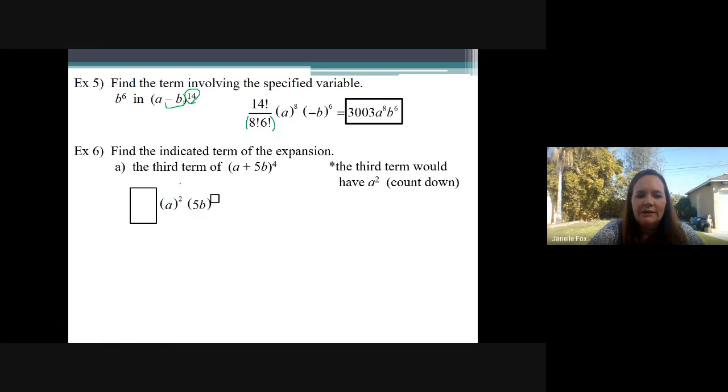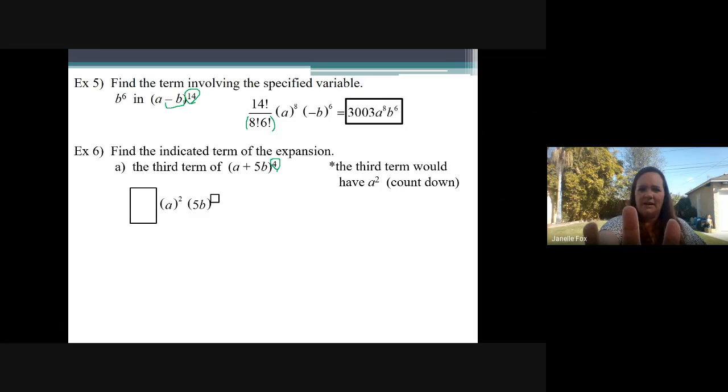Okay, so we're going to do an a squared term. Now, why is it a squared? Why does that work? Here's how it works. If this is being raised to the fourth, you know you're going to have 5 terms. If you want an a squared, the first term is a to the fourth, then a to the third, then a squared. So you count down, and we're talking about the third term. There are 5 terms.